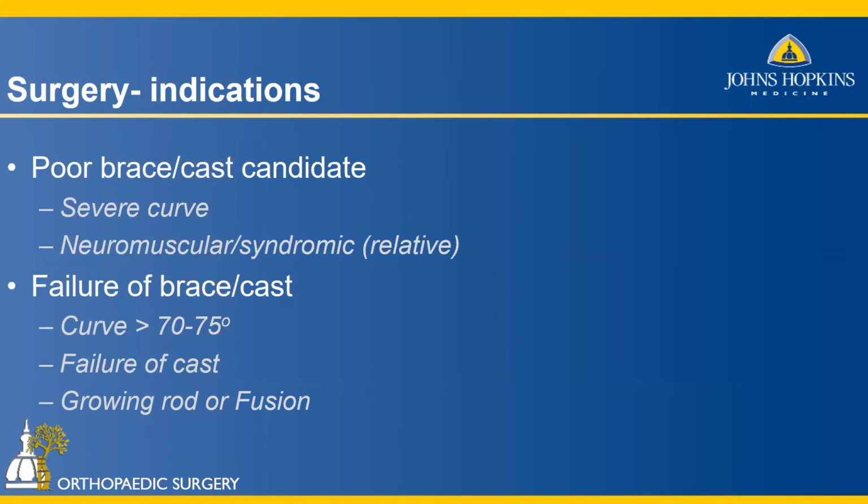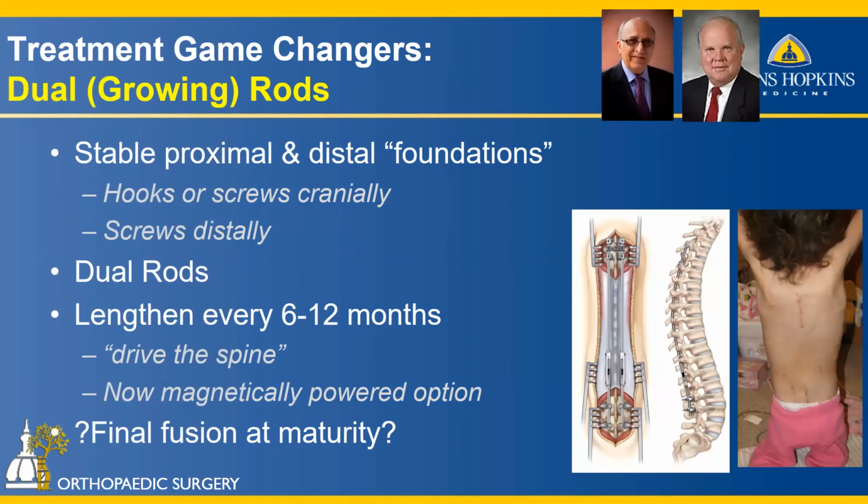Surgery for early onset scoliosis is for a patient who's either a poor brace or cast candidate to start with, or fails brace or cast treatment. I will often let these curves get up to 70 or 75 degrees if they're very young before making the decision to go to surgery. And the surgery is typically a growing rod if they're young, of some kind, either surgeon directed or magnetic, or a self-sliding rod, or if they're close to the juvenile adolescent threshold, you may go straight to a spinal fusion.